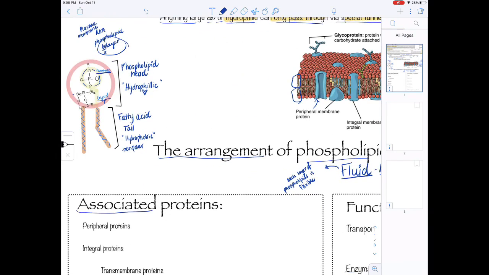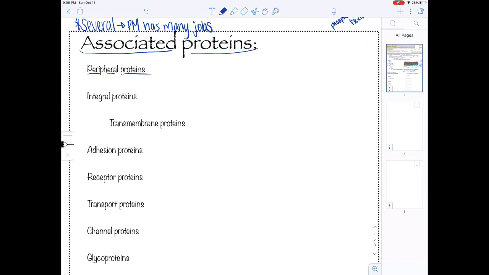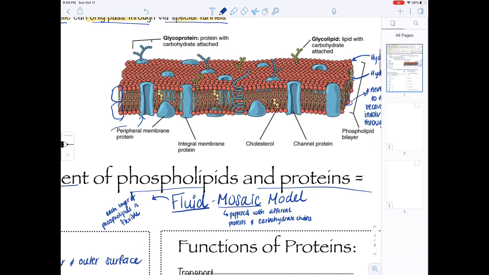It's peppered. So there's several associated proteins on the plasma membrane because of the number of activities that are happening both in and on the plasma membrane. The first of which will be our peripheral proteins. So these are loosely bound to the inner and outer surface of the membrane. You can see them on the picture here. So they're loosely bound.